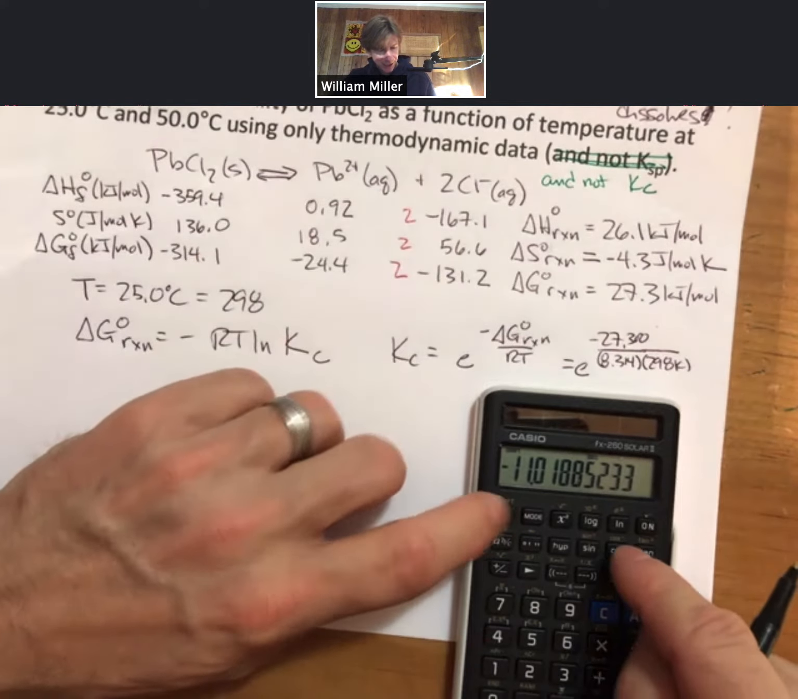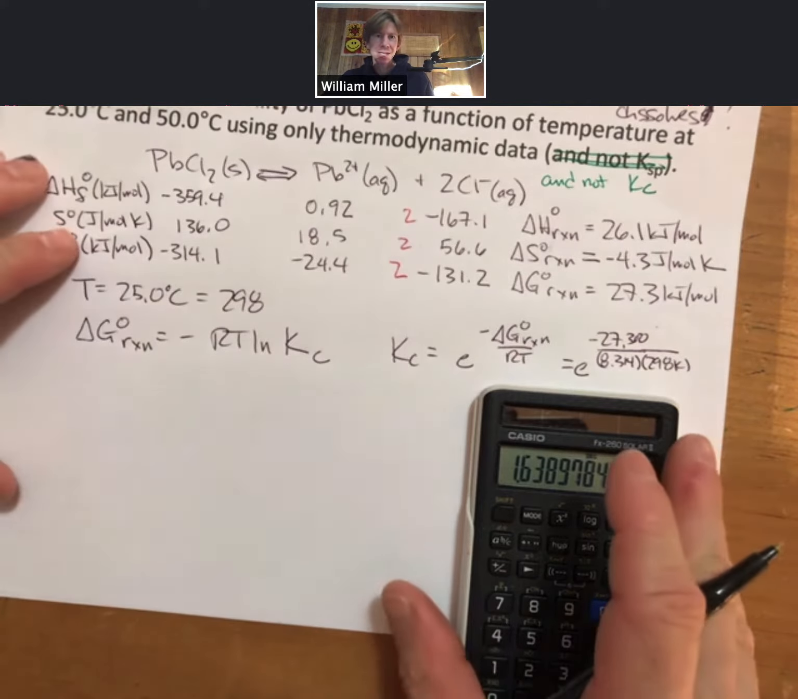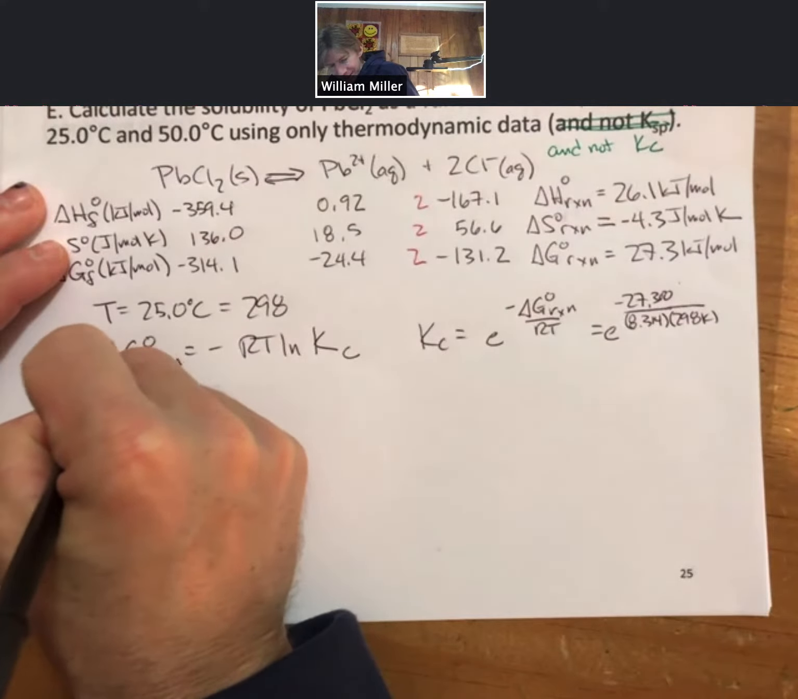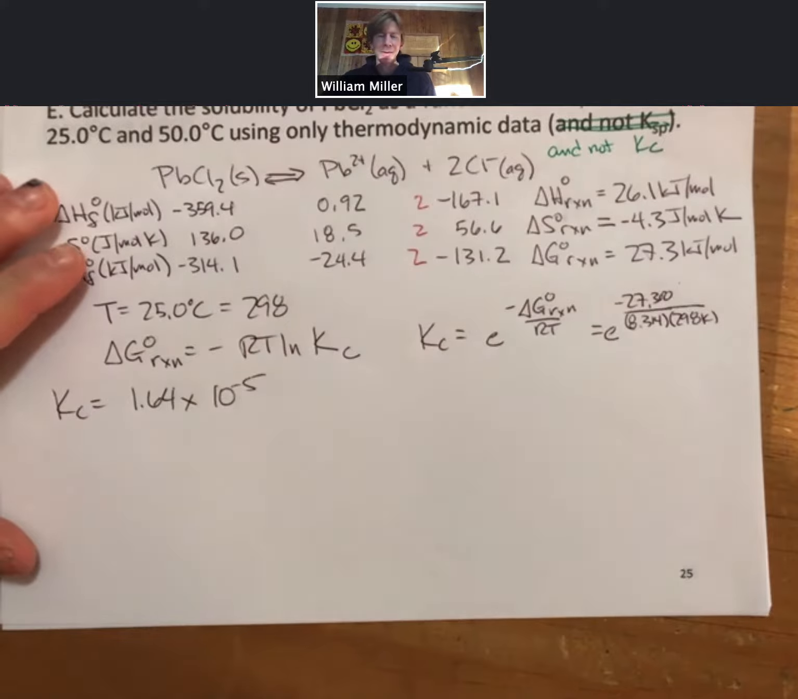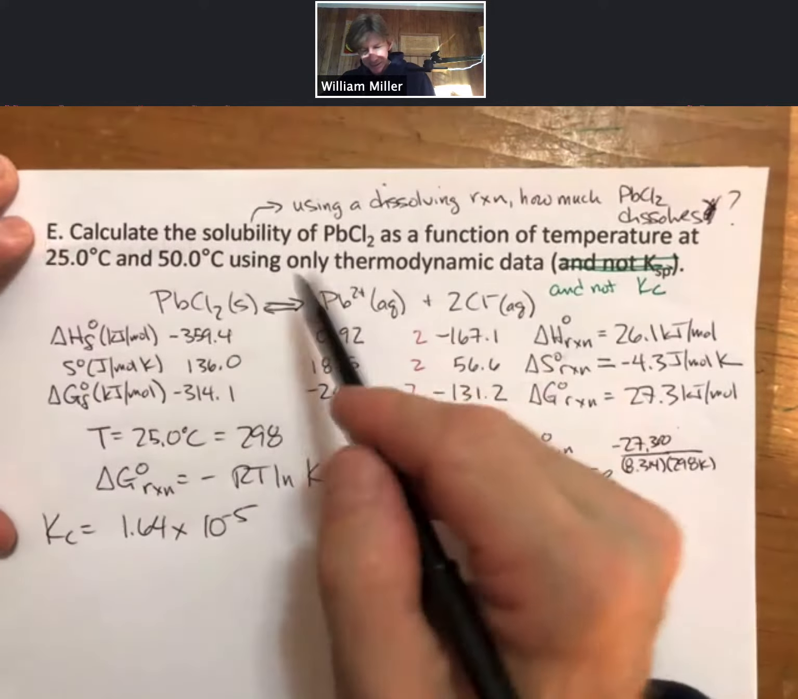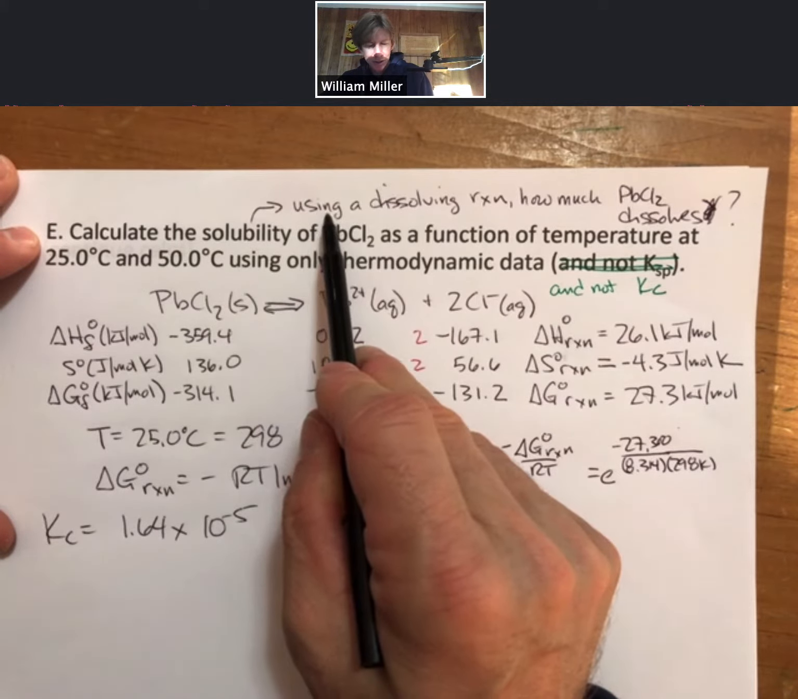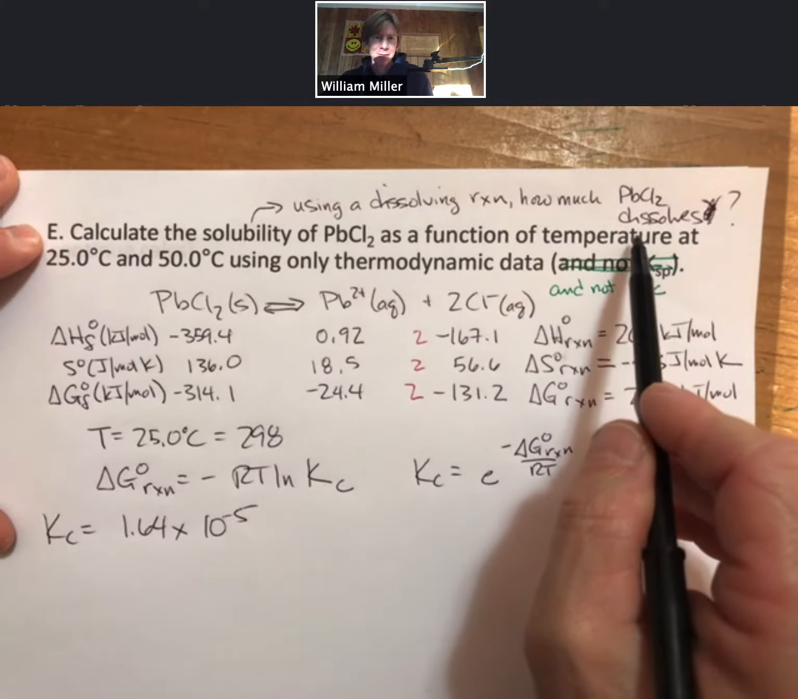Now we take the exponential. 1.64 times 10 to the minus fifth. So Kc equals 1.64 times 10 to the minus fifth. Now it asks the solubility. That's going to be using a dissolving reaction, how much lead 2 chloride dissolves.